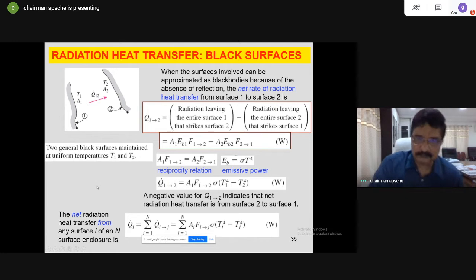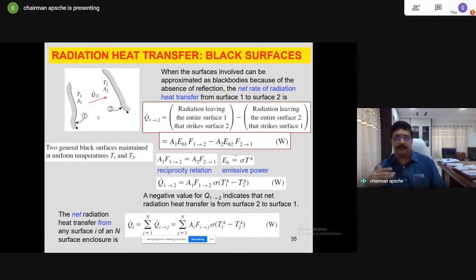Now, between two black surfaces, let me say there are two surfaces, 1 and 2. Each one has a shape factor towards the other, and the areas and temperatures are defined. So Q1 to 2 means the net radiation heat exchange between 1 and 2.